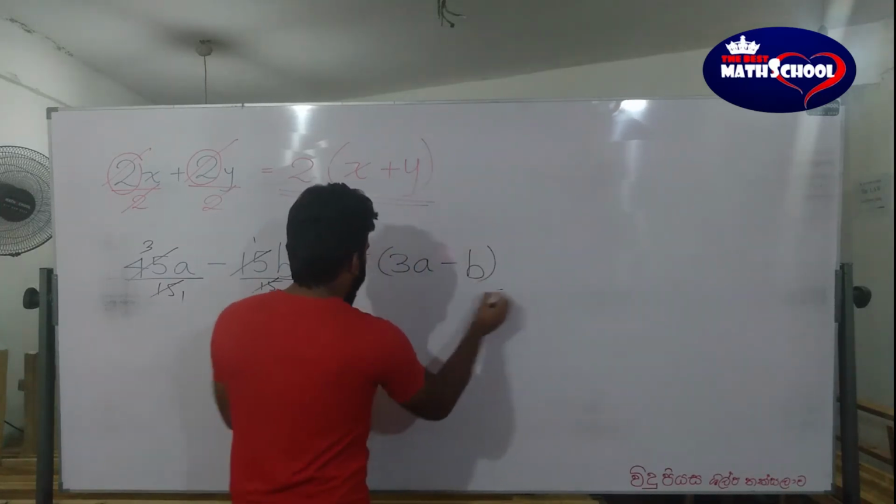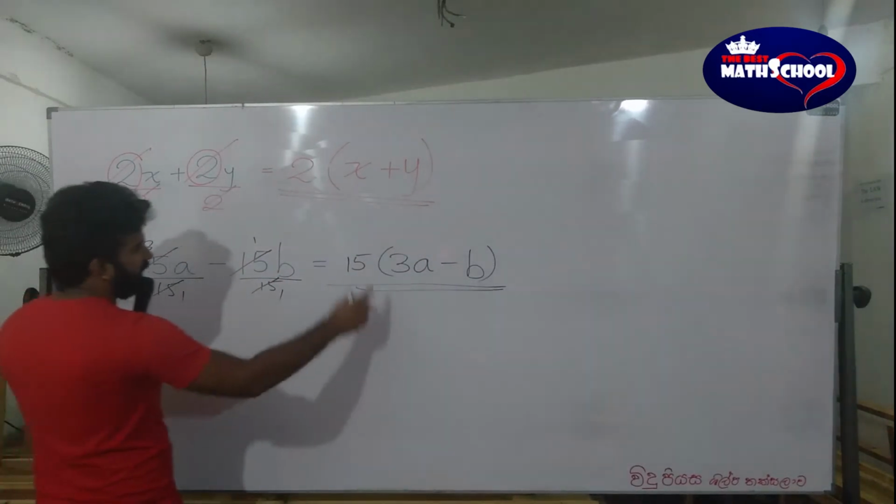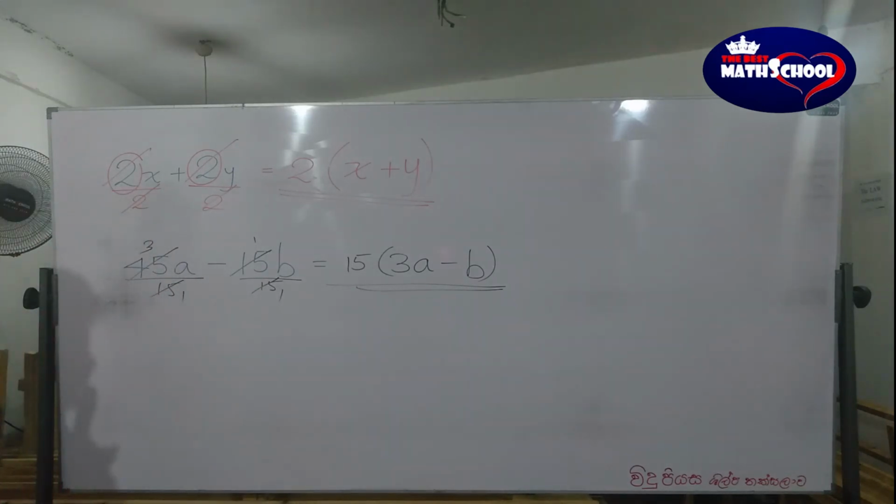So 3a minus b. So you can take the factors. You can write it as a product: 15 into 3a minus b. That's all. Got it? Take this down. Right. Next, I'll do something like this.